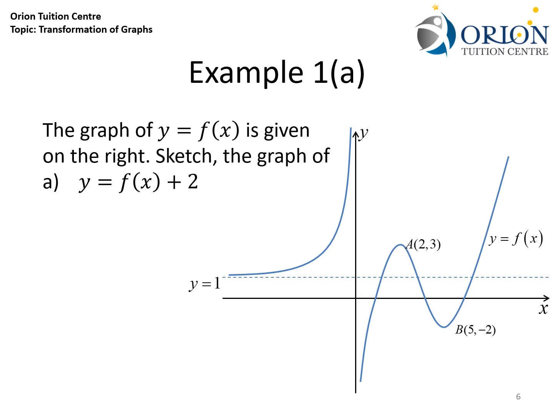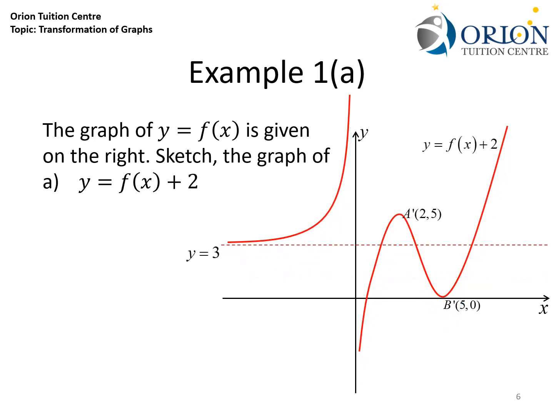In example 1a, we are given the graph of y equals f(x) and are asked to sketch the graph of y equals f(x) plus 2. We know that this is equivalent to a translation of the graph in the positive y direction by 2 units. So we simply have to draw the same blue curve but higher, and thus we will end up with this red curve.